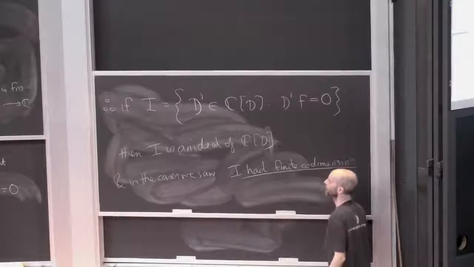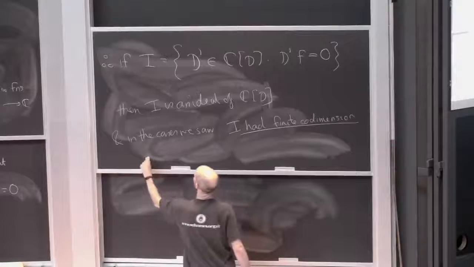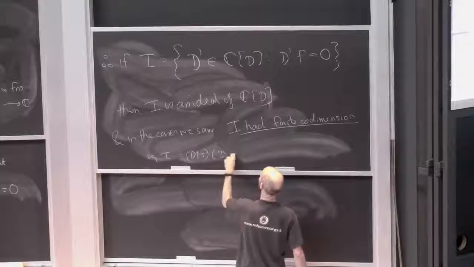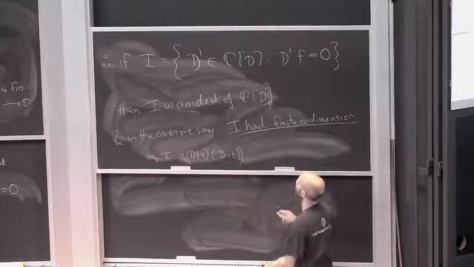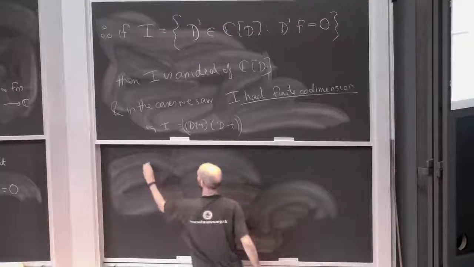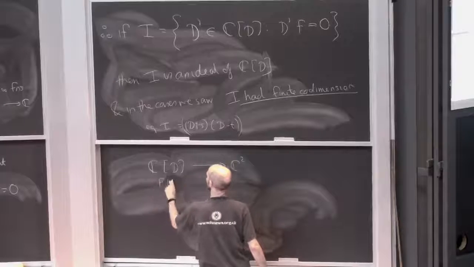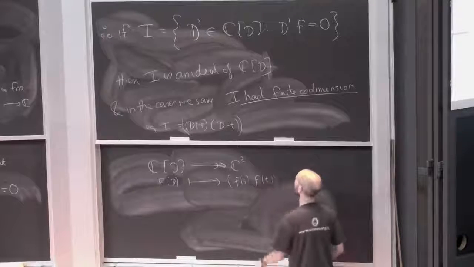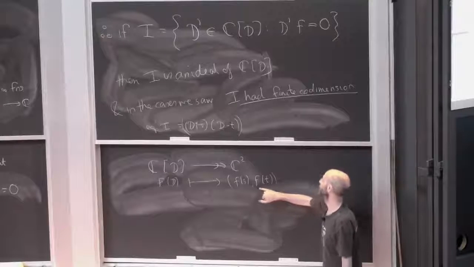That's the point. That's nice. That's what nice is going to be. So for example, if I is the ideal generated by D minus S times D minus T, that's some ideal of C of D, and that ideal has codimension 2. There's a ring homomorphism from C of D that surjects onto C squared. I'll send the polynomial f of D to the pair f of S, f of T. Of course, given two random complex numbers, it's easy to concoct a polynomial that takes one given value at one of them and another given value at the other.